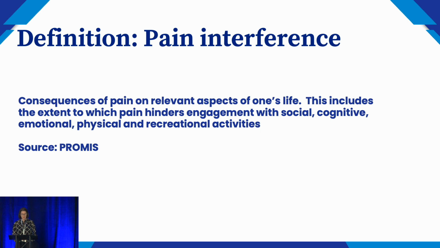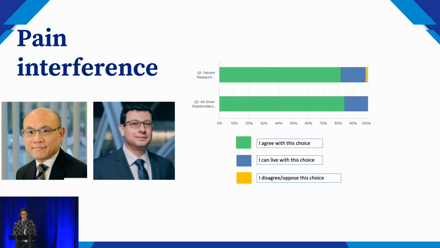Moving on to pain interference, and here's the definition: consequences of pain on relevant aspects of one's life. This includes the extent to which pain hinders engagement with social, cognitive, emotional, physical, and recreational activities. The source of this definition is PROMIS. And here we have Ernest Choi and Zahi Tuma leading this domain.